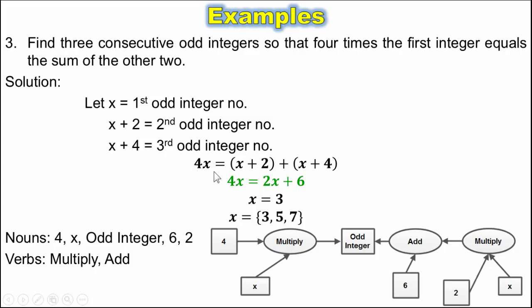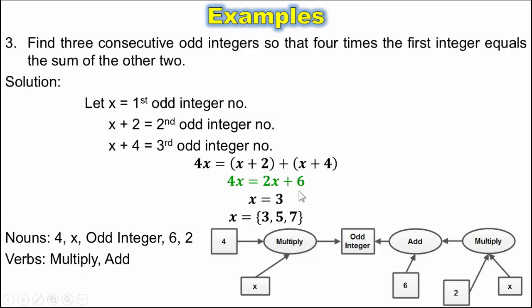So 4x is equal to the sum of the other 2. The other 2 referring to are x plus 2 and x plus 4. Thus we have quantity x plus 2 to be added to quantity x plus 4. We simplify this expression so that we can make it less terms. So the simplified result is equivalent to 4x is equal to 2x plus 6.